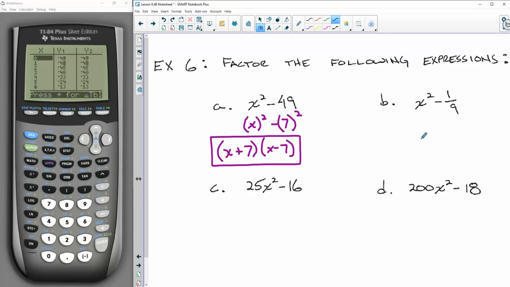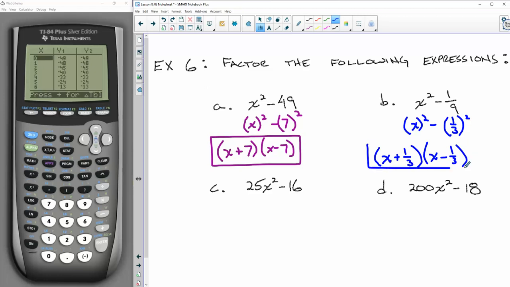Perfect square, perfect square. This is x squared minus 1/3 squared. So A squared minus B squared. So we're going to do A plus B times A minus B. Here we got a perfect square minus a perfect square. It's 5x squared. That would give us 25x squared. And 4 squared would give us 16. So I can rewrite this as 5x plus 4 times 5x minus 4.